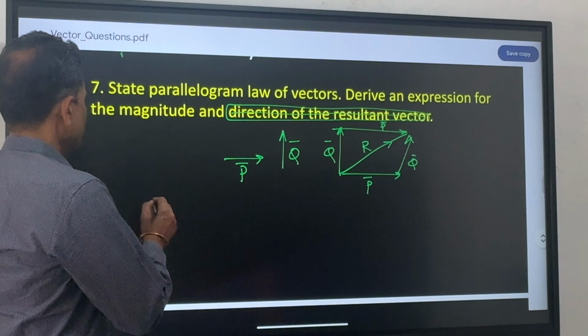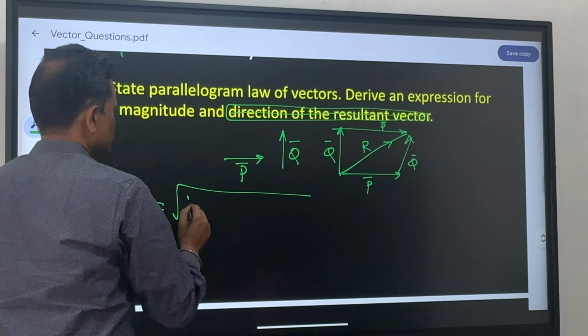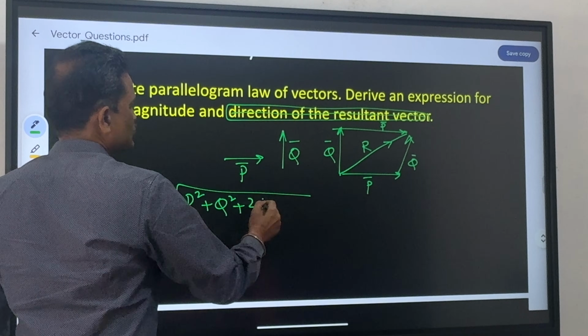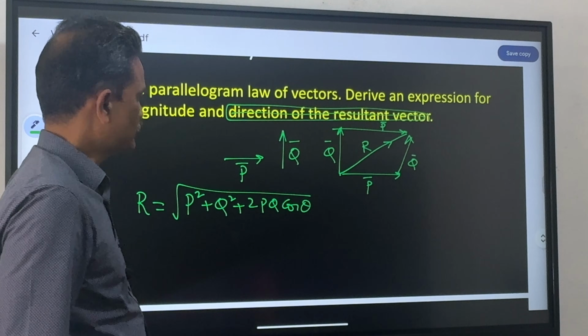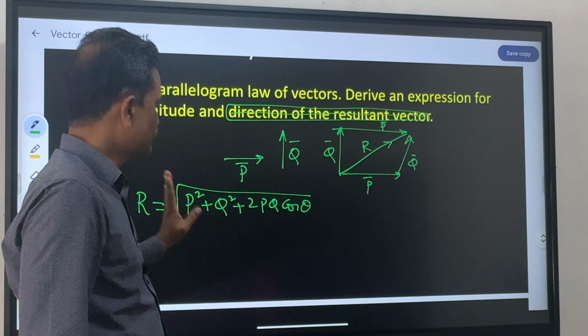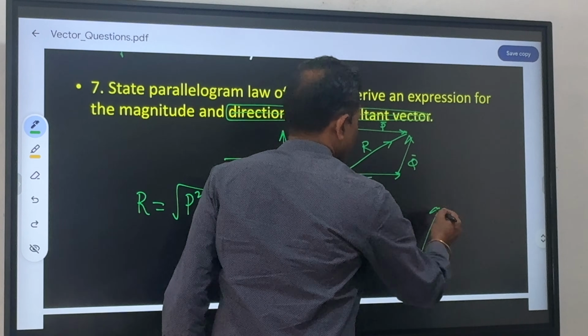So we have to derive the expression as r is equal to square root of P square plus Q square plus 2PQ cos theta. If you derive this, you will get 3 more marks. Definition 1 mark, figure 1 mark, for definition you will get 2 marks. So this parallelogram, this is the parallelogram.